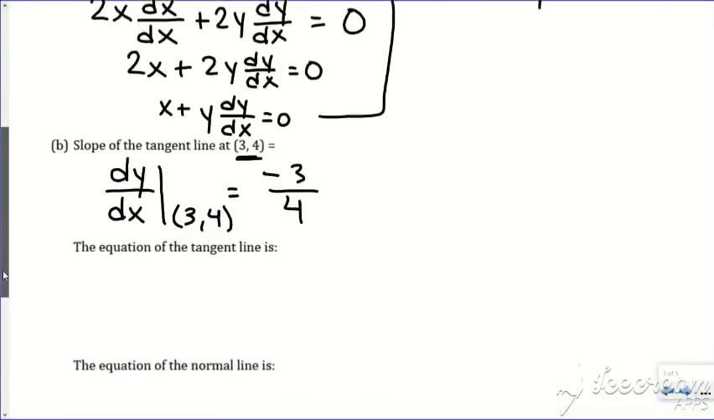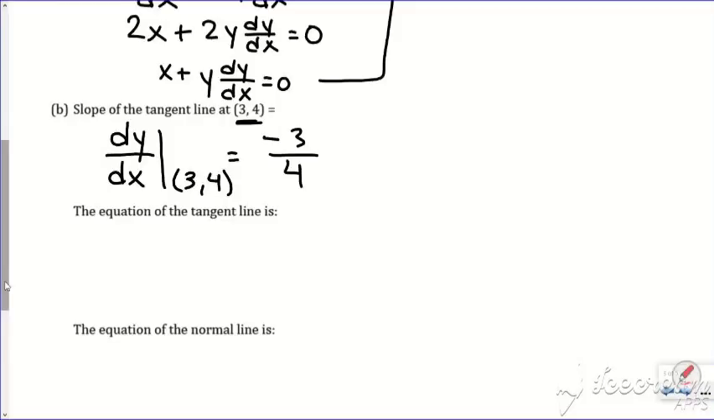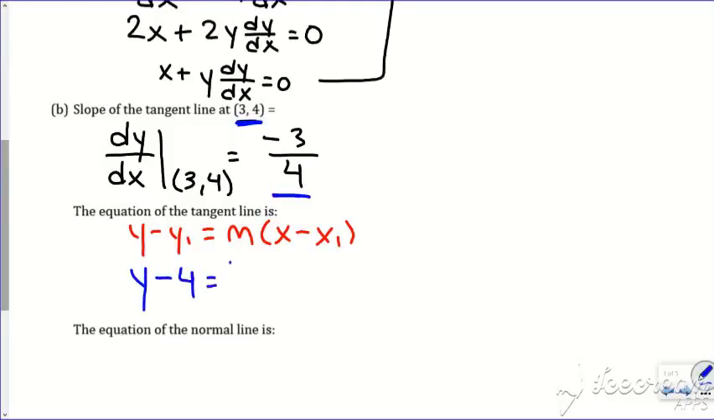A reminder that to write the equation of a line, we want to really focus on using point-slope. So y minus y1 equals m times x minus x1. And that really helps us because we don't have to solve specifically for the y-intercept. So I've got my point, (3, 4). I've got my slope here. So my tangent line equation at (3, 4) will be y minus 4 equals negative 3/4 times x minus 3.